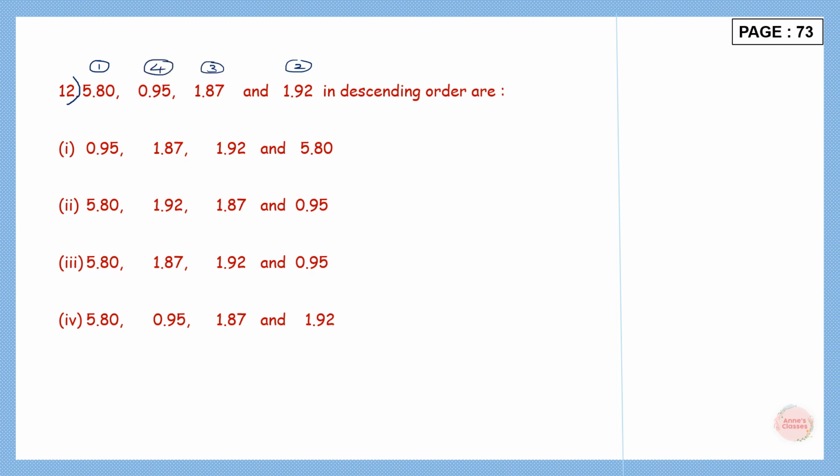So let's see which option has it like that. So 5.80 as the first number, all these options have that. 0.95 as the fourth number. So second number is 1.92. So 1.92 is the second number here. So we have 5.80, 1.92. The third number is 1.87 and the fourth number is this. So option 2. This is our correct answer in descending order.